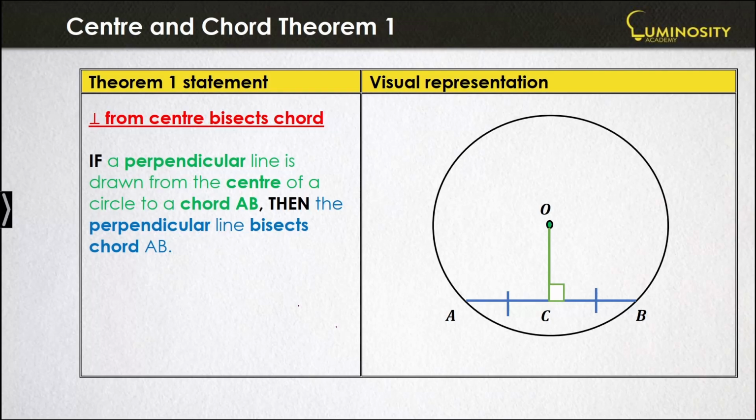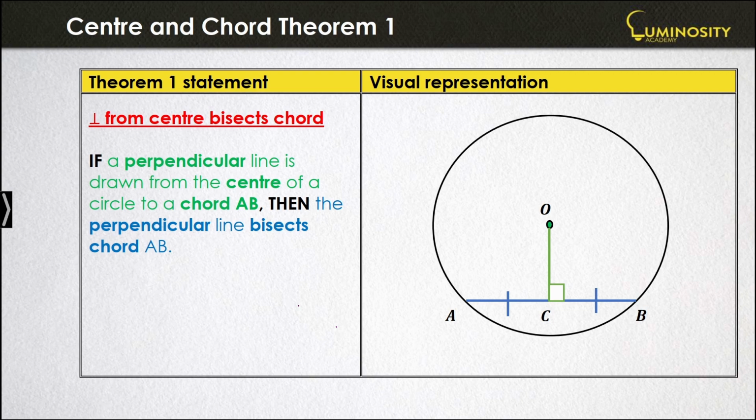Hi, welcome to this lesson on Euclidean geometry, circle theorems, the center to chord and converse theorems. So essentially there are three theorems here for the circle theorem relating to centers and chords. Okay, so the theorem 1 statement is as follows. The perpendicular line from the center bisects a chord.